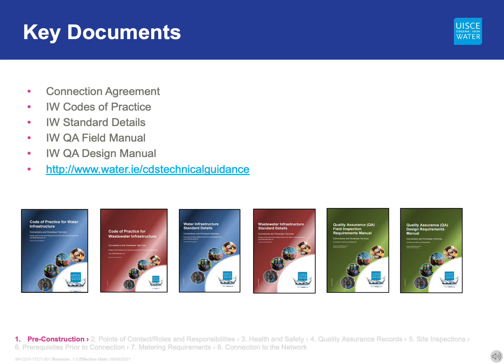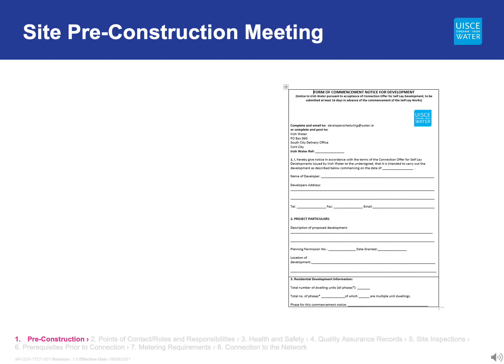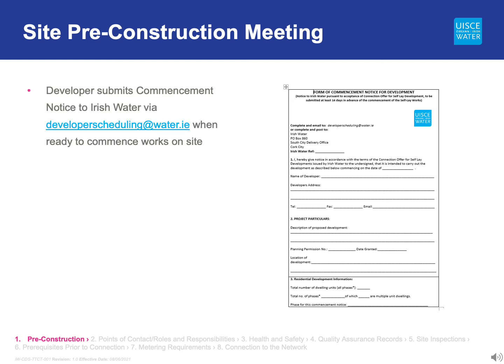Irish Water recommends that all personnel involved with the development are familiar with the Codes of Practice and Standard Details documents. When the developer is ready to begin works, they must complete and submit a commencement notice to Irish Water. This is provided with the connection agreement. The developer must submit this notice to Irish Water at least 10 working days ahead of the start of self-lay works. Irish Water has a team of field engineers who inspect developments with a connection agreement.